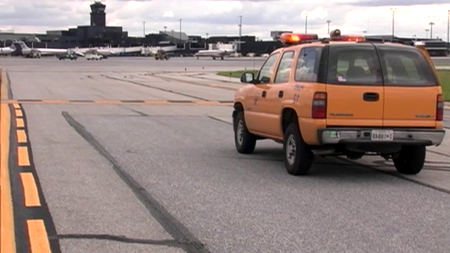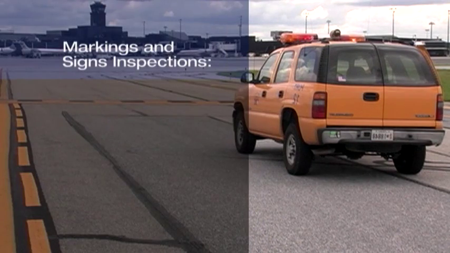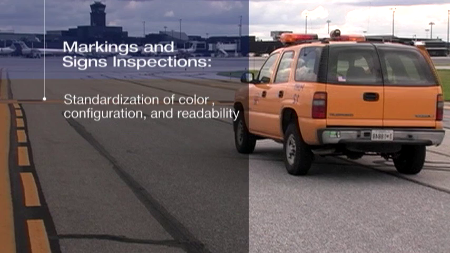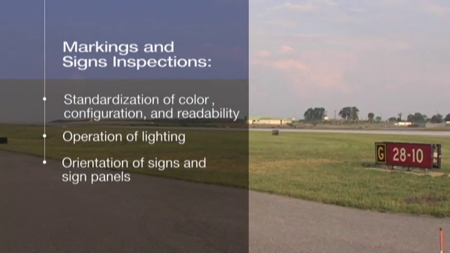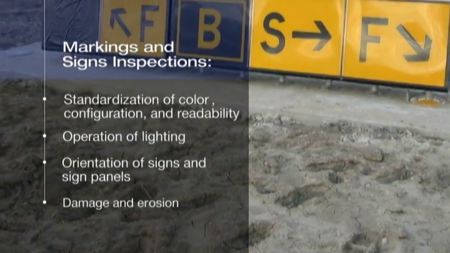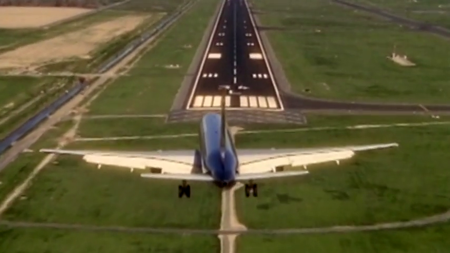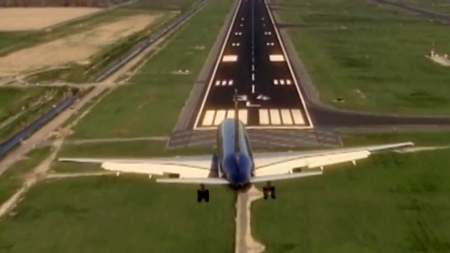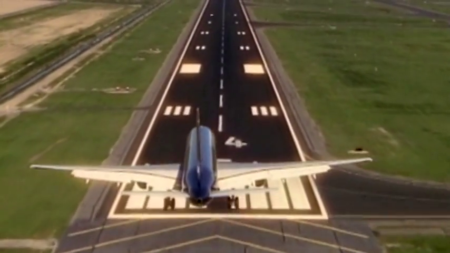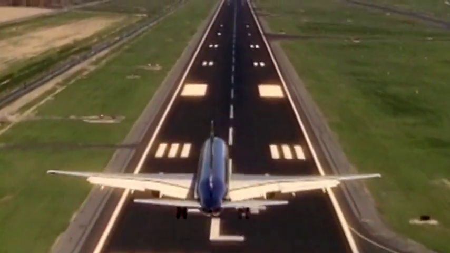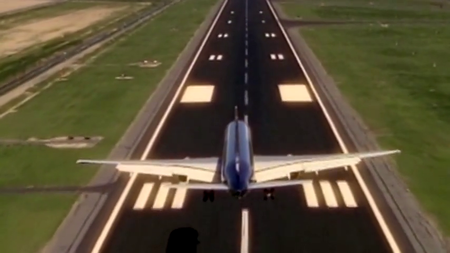In summary, during your inspection of airport marking and signs, you should be checking for standardization of color, configuration, and readability. And your sign inspection should also include the operation of lighting, the correct orientation of signs and individual sign panels, and for damage or erosion around mounting stakes or bases. Remember, airport marking and guidance signs provide essential information and visual cues to pilots during critical phases of flight, as well as during ground operations, and therefore they are important elements of any airport self-inspection program.